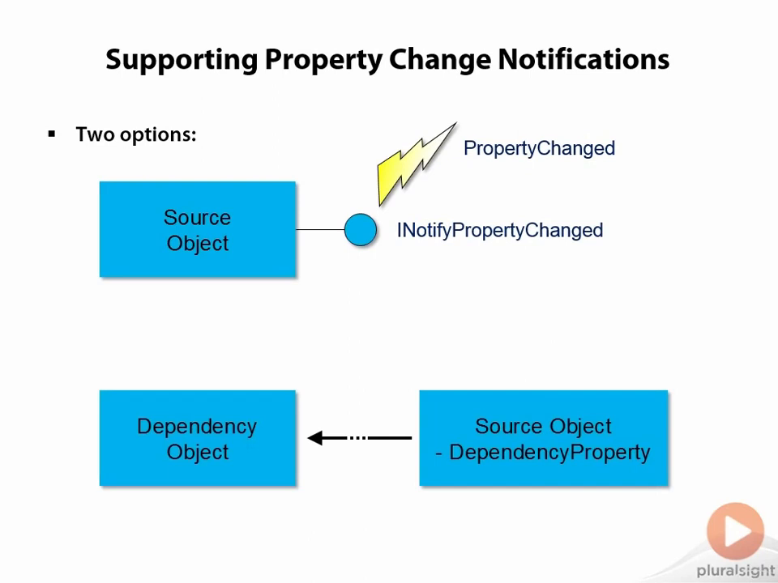If your source object inherits from DependencyObject as a base class, and the properties that it's exposing that you're binding to are dependency properties, there's an internal mechanism that can raise change notifications to bindings so that they know to refresh. So let's look a little deeper at the first of these, doing INotifyPropertyChanged.